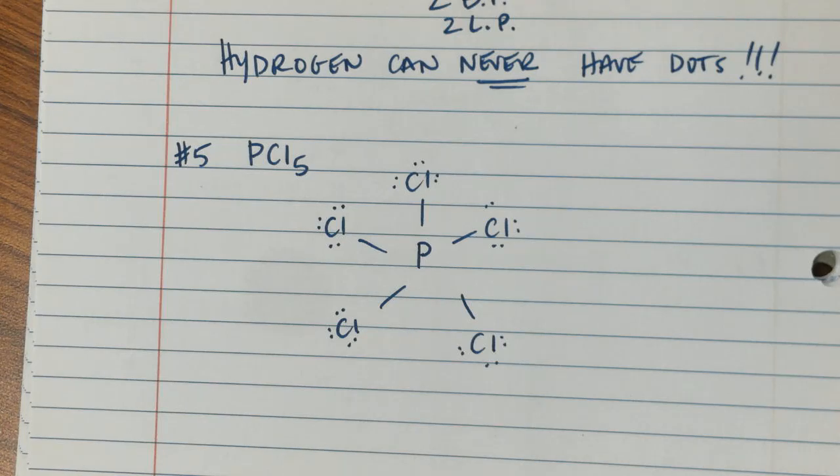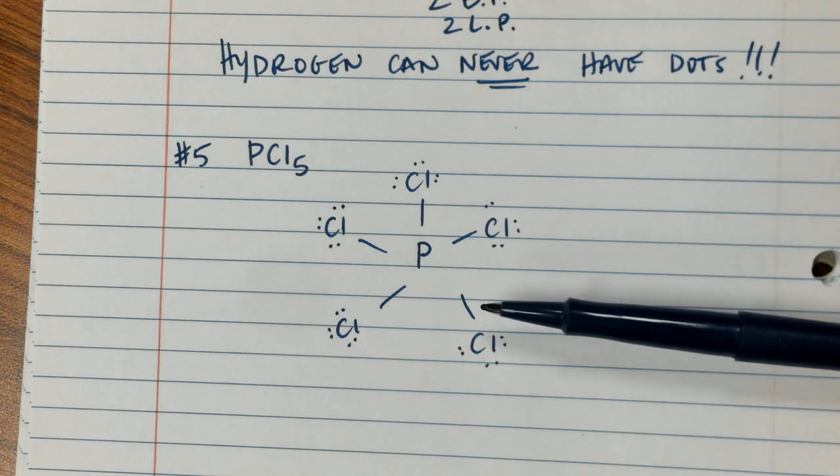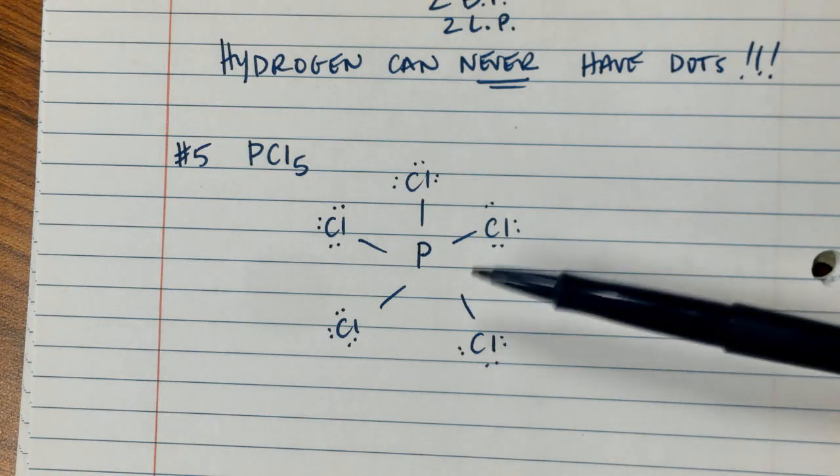So how many are around the central atom? 5. That means it has 10 electrons around it. It's extra happy. Okay, so is that allowed? It is allowed. When you are looking at your periodic table, anything that is period 3 or below can have what we call an expanded octet, and we'll talk more about it tomorrow. They can have an expanded octet.